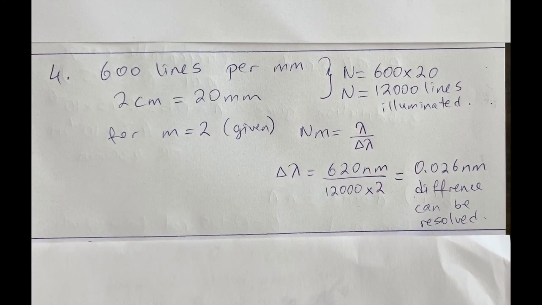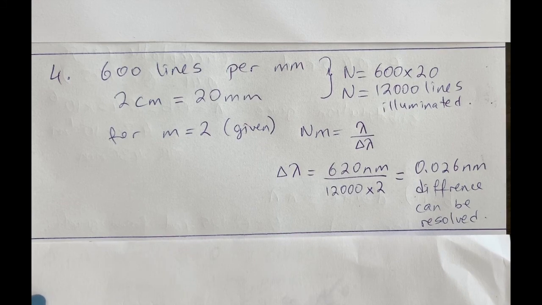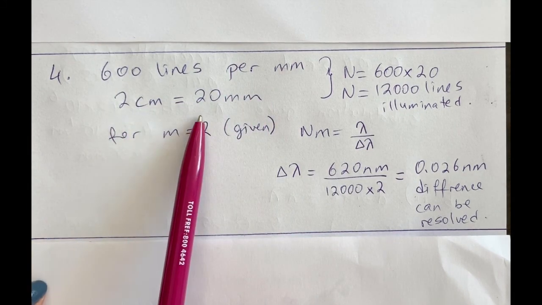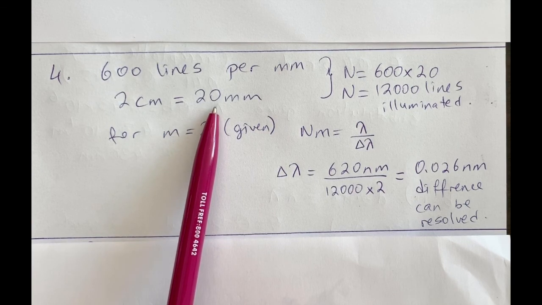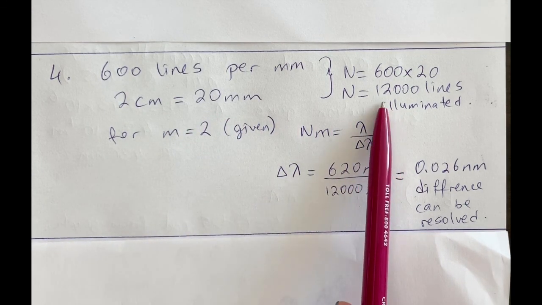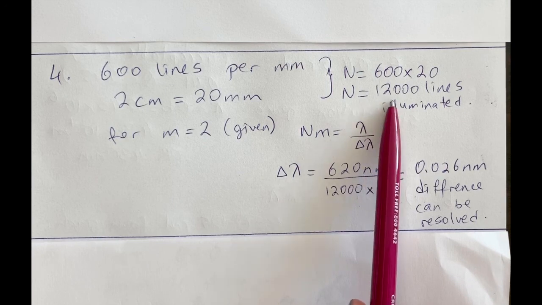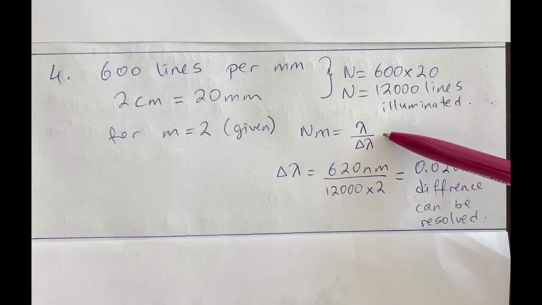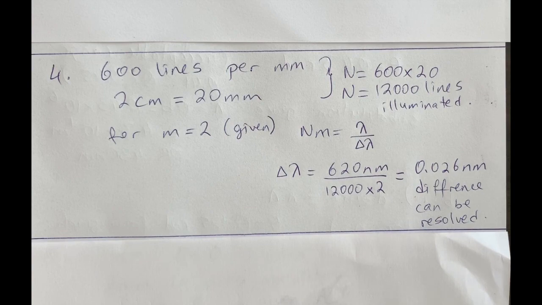Question number 4 is about resolvance of a diffraction grating. We are given that there are 600 lines per millimeter and the beam is 2 centimeters wide, which is 20 millimeters. That gives us the number of lines illuminated. We have light going through 12,000 lines. Substitution into the resolvance of diffraction grating formula, we can find that 0.026 nanometers difference of wavelengths can be resolved with this diffraction grating.